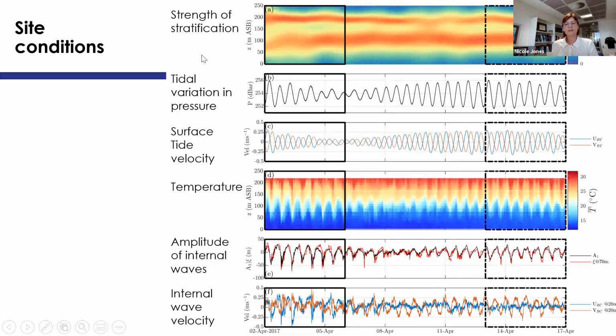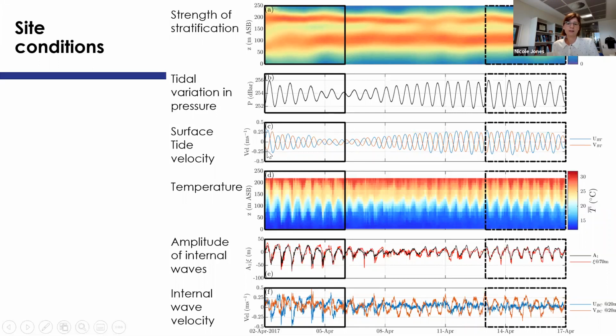So what does this site look like? I'm just going to run you through some of the conditions that we experienced. I'm just going to show you 2 weeks of the record. So this is a full spring neap cycle. You can see here that in the pressure record we have a very large surface tide at the beginning and about 2/3 of the way through the record. And then we have our neap tide at about day 5.